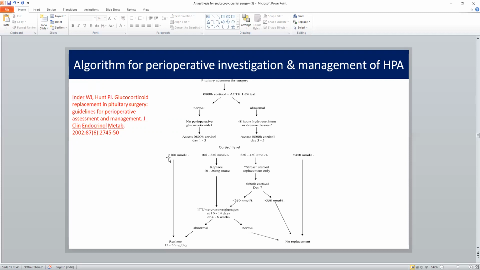If the cortisol levels are low, you replace with hydrocortisone equivalent 15 to 30 milligram per day. If it is more than 450 nanogram per day, no replacement is needed. If it is between 250 to 450, only stress dose corticosteroid replacement. Then regularly check it on day 7 and supplement it. Most often, if you are performing insulin tolerance test or metirapone or glucagon test at day 14 or at 4 to 6 weeks, and this is abnormal, you need to replace. If it is normal, there is no need for replacement.